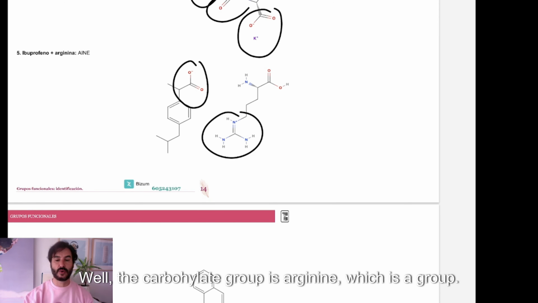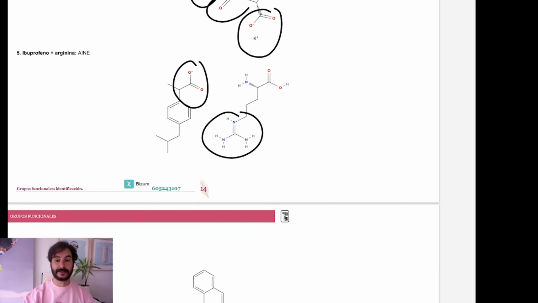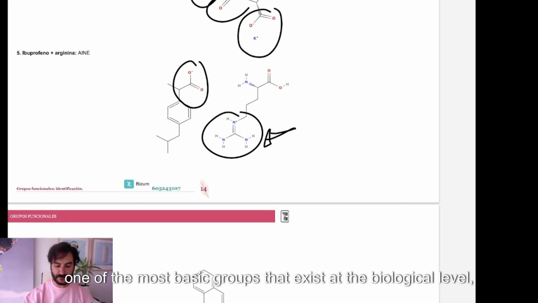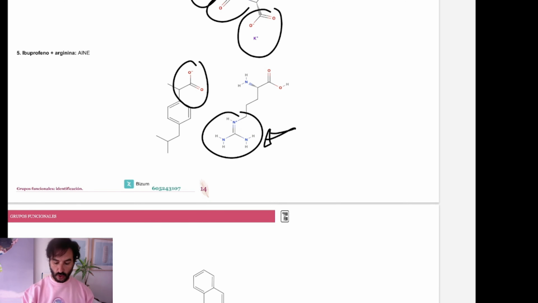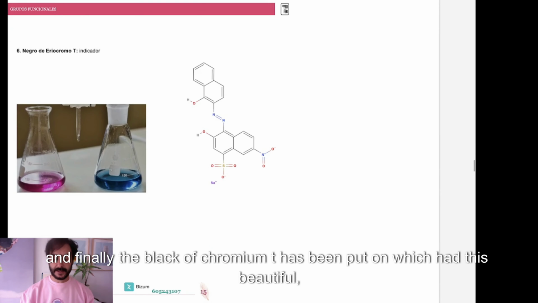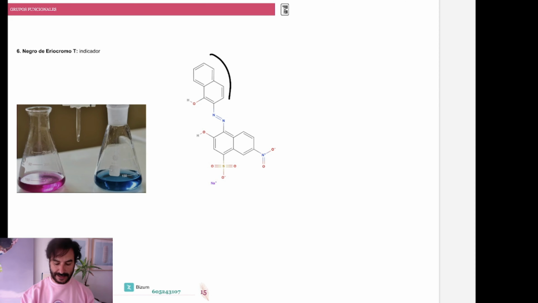Well, the carboxylate group and arginine, which is a guanidine group of alkylene, which is a very basic group, one of the most basic groups that exist at the biological level, at the drug level, okay? Then we talked about the amino acid, well, an acid group and an amino group. And finally, Eriochrome Black T has been put on, which had this beautiful, so characteristic structure.